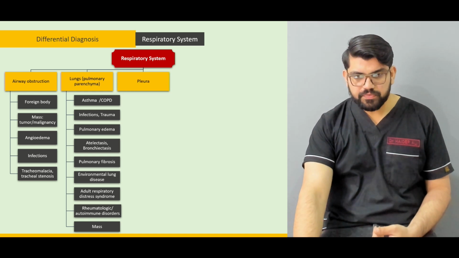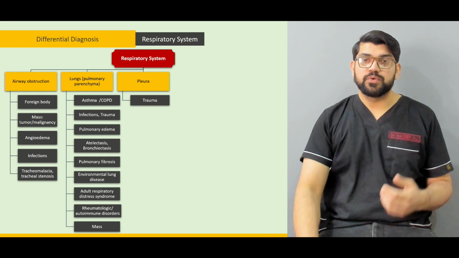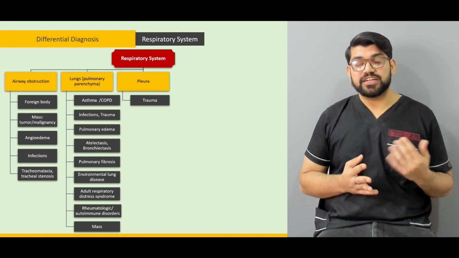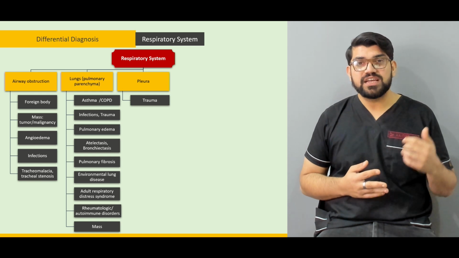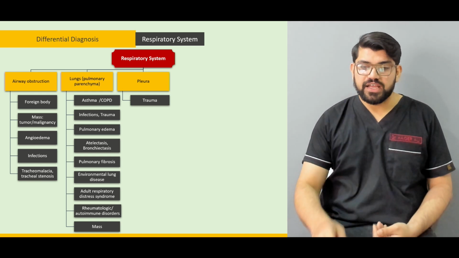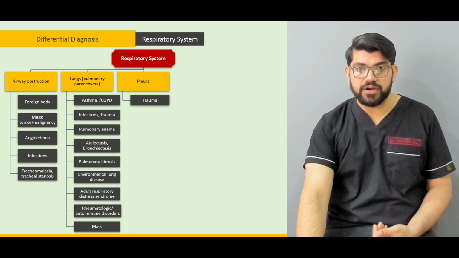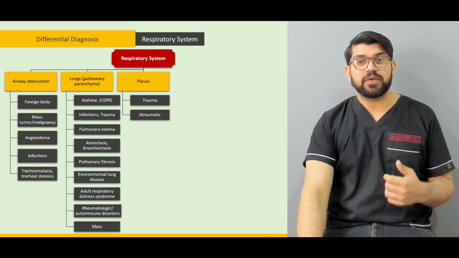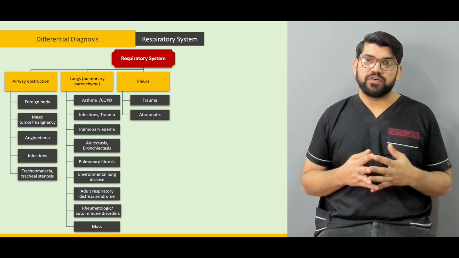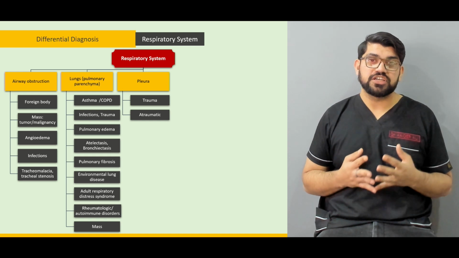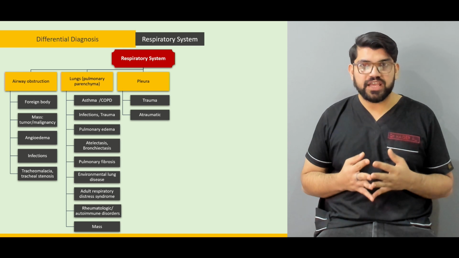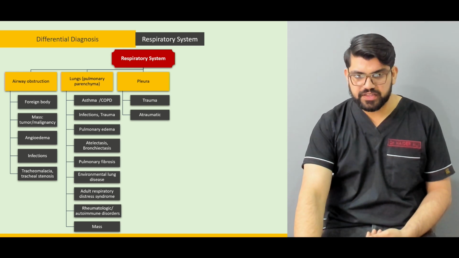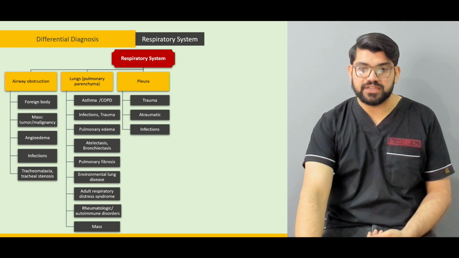Moving on to pleura. Pleura includes trauma, again, tension pneumothorax, spontaneous pneumothorax, flail chest. These can produce diseases of the pleural cavity. Atraumatic causes include tumor of the pleural space, which includes mesothelioma, most commonly with asbestosis exposure, and can present with shortness of breath and worsening symptoms of shortness of breath.